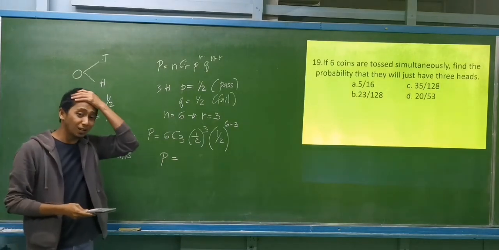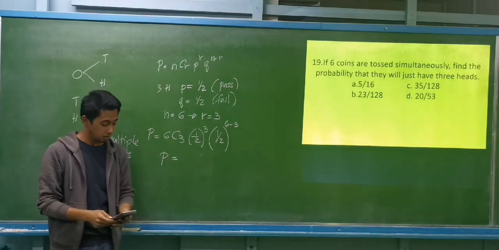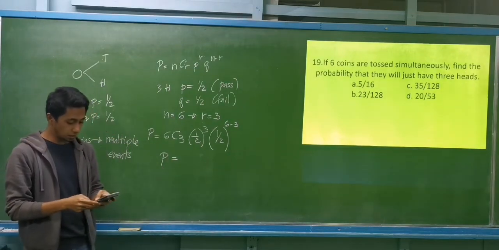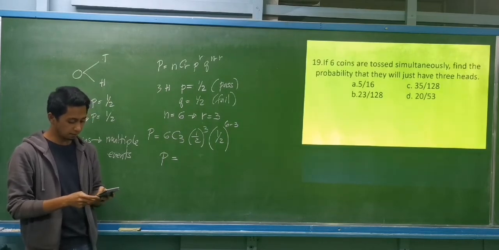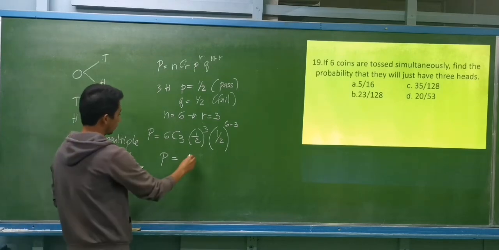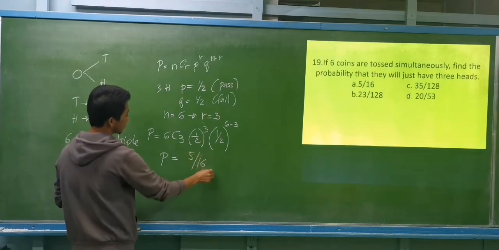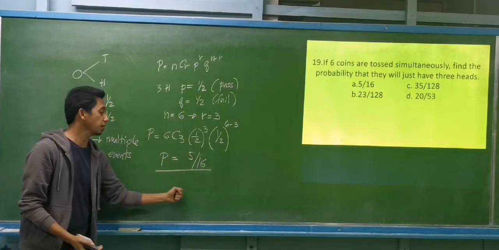So kunin natin yung probability that we will be having 3 heads. So automatic naman yata yan kung merong 3 heads, hindi automatic merong 3 tails. So we have 6 combination 3 times 0.5 raised to 3 times 0.5 raised to ay the 6 minus 3. So yung nakuha ko dito is equal to 5 over 16. 5 over 16 we have letter A.